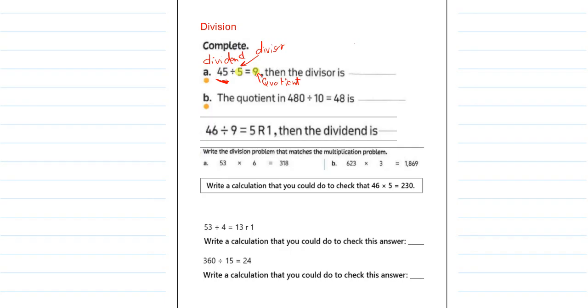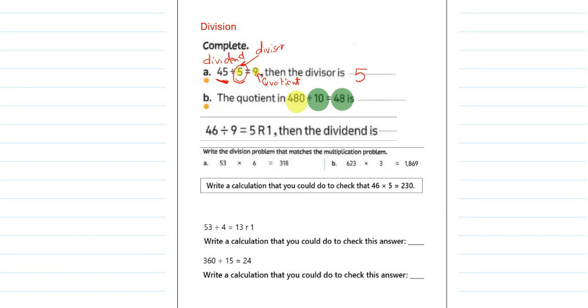So, what is the divisor here? The divisor is the number that you will divide by. So, the divisor here is 5. Again, we have dividend divided by divisor gives me quotient.